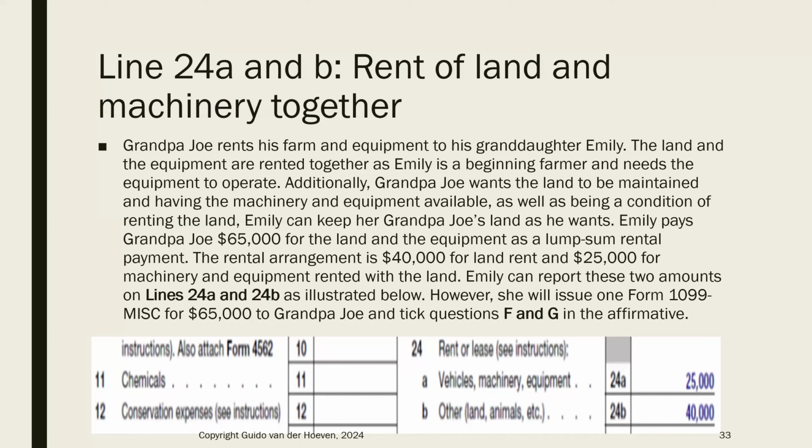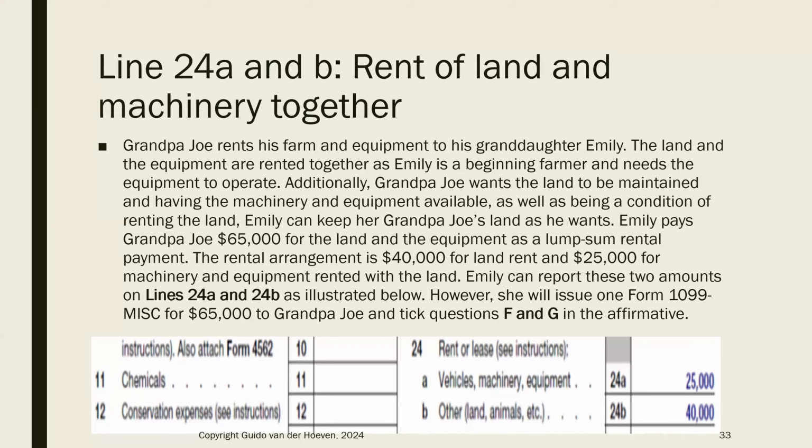And additionally, as part of the rental agreement, Grandpa Joe wants to have the land maintained in such a way. And some of y'all might have grandpas that you can say, yep, I know exactly what he's talking about. Now, she can keep her Grandpa Joe's land as he wants.